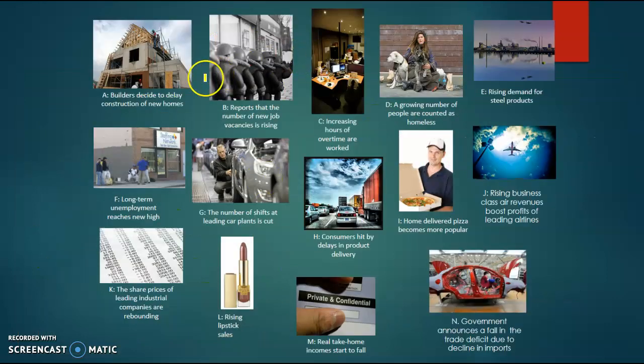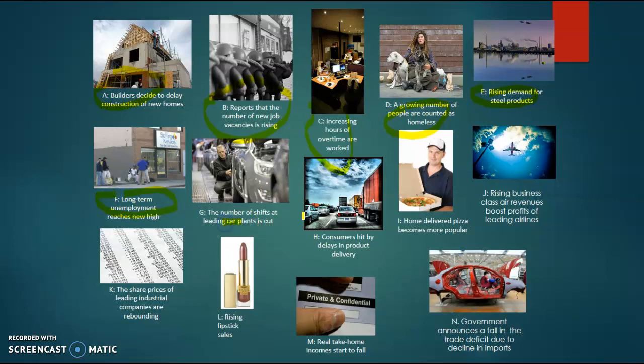So there are just some examples. If we're looking at builders, this would be a microeconomic issue. Job vacancies as a whole, because it doesn't mention a particular industry, that's a macro issue. Increasing hours of overtime, again, it's macro because it's not mentioning a specific industry. Homelessness, macro issue. Demand for steel is micro. Long-term unemployment, again, it doesn't specify an industry, so it's a macro thing.